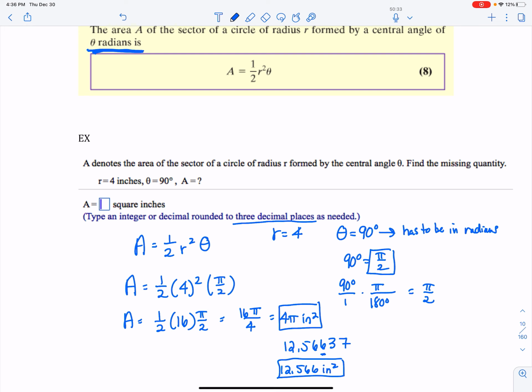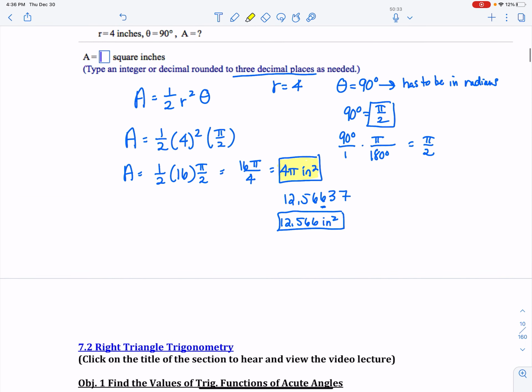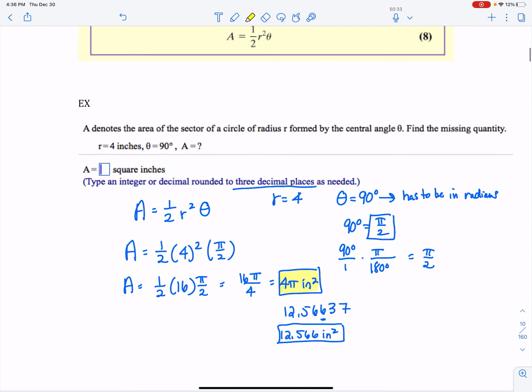On the test, you will not be allowed to use a calculator. So on the test, an answer that would be fine with me is 4 pi. Okay? All right. So with that being said, we have finished 7.1.